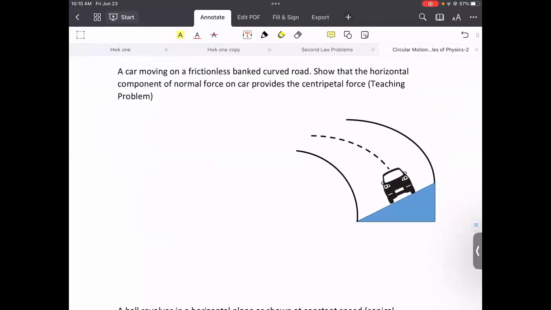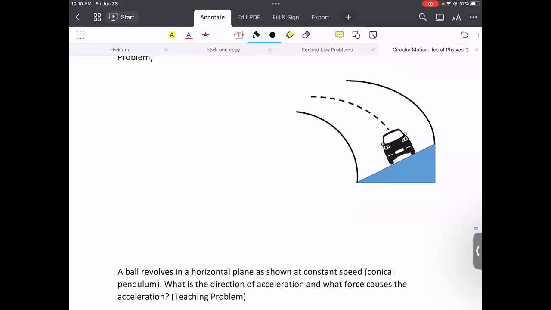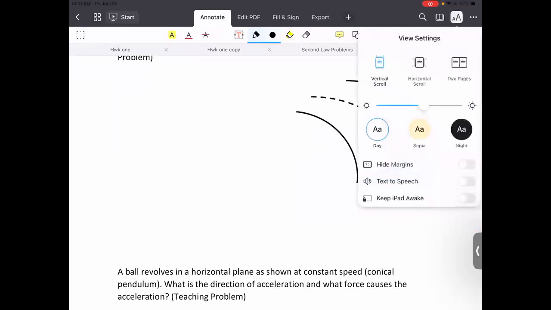A car is moving on a frictionless banked curved road. Show that the horizontal component of normal force on the car provides the centripetal force. It's a teaching problem. Now, remember the normal force has to be perpendicular to the surface. So if I draw it like that, that's the normal force. It has to be perpendicular, so I'll try to make it perpendicular.